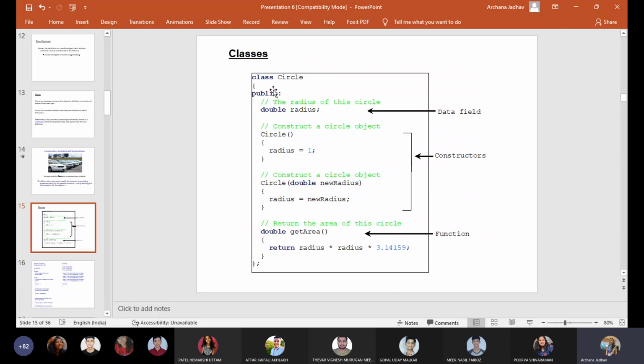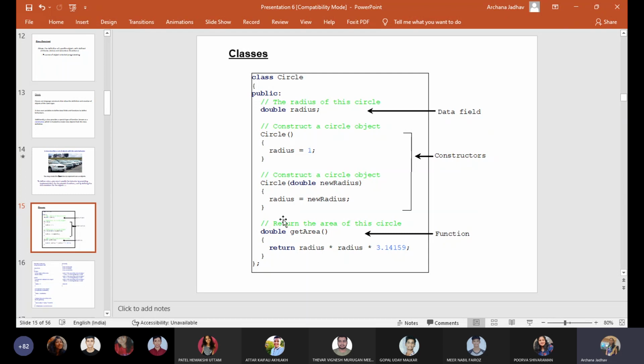Class, you have a circle, inside which one public is written, and I'll tell you what that public means. Then here one variable is required. When you are declaring this variable inside the class, it is called a data field, or a member, radius. When you define any variable inside the class, it is called a member of the class, or a member variable also it can be called. Forget about this in-between part.